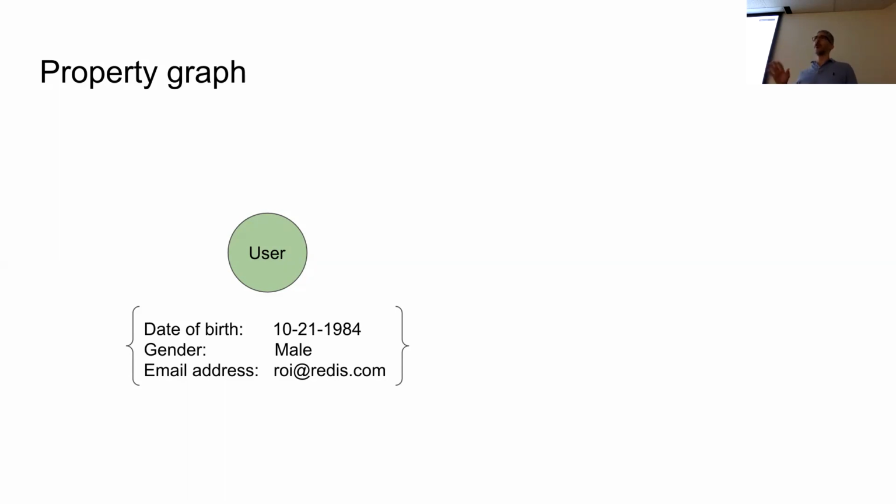There are a number of different graph models that you can be working with. RedisGraph specifically targets the property graph model, which is an extension to the classical graph. The extension gives you the ability to label nodes. For example, here's a node that is associated with the user label. In addition, nodes and edges can be associated with attribute sets. You can think about this as additional metadata on top of the graph entities. So this user has an attribute set with three fields: date of birth, gender, and email.